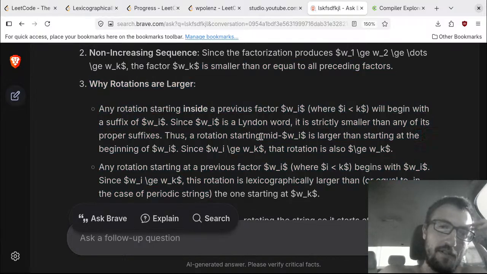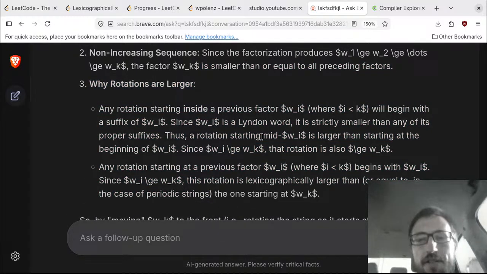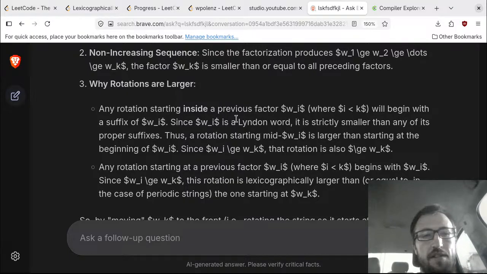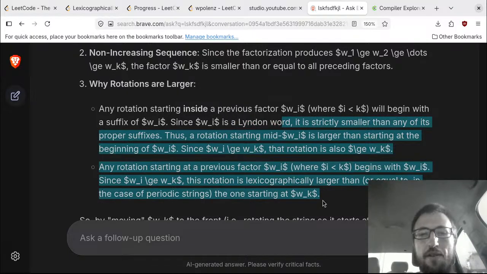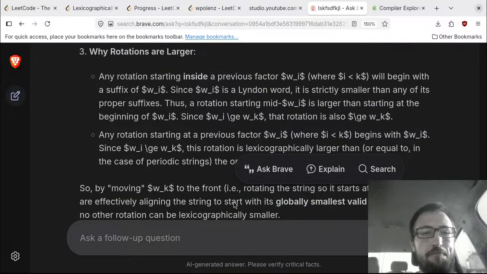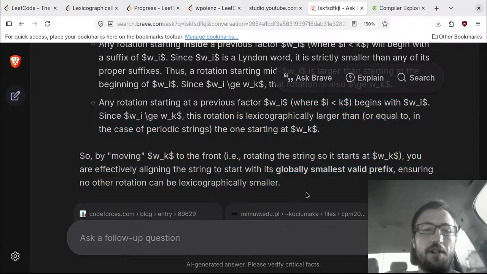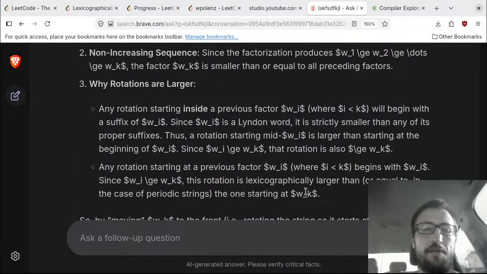Any rotation starting at a previous factor begins with w sub i. Since w sub i is greater than w sub k, this rotation is lexicographically larger than or equal to, in the case of periodic strings, the one starting at w sub k. So by moving w sub k to the front, you are effectively aligning the string to start with the globally smallest valid prefix, ensuring no other rotation can be lexicographically smaller.